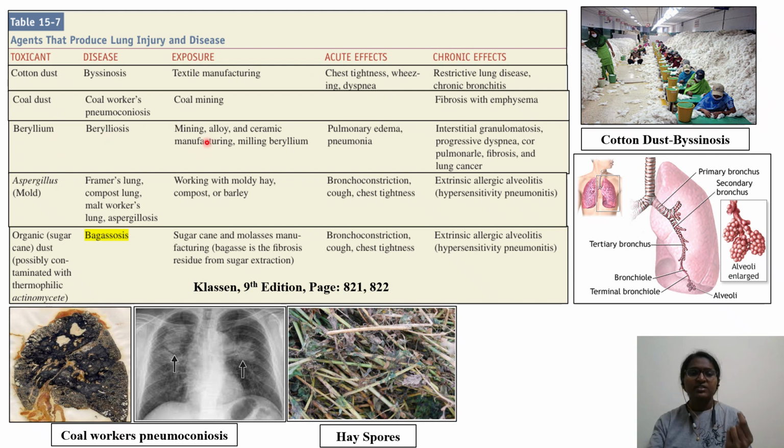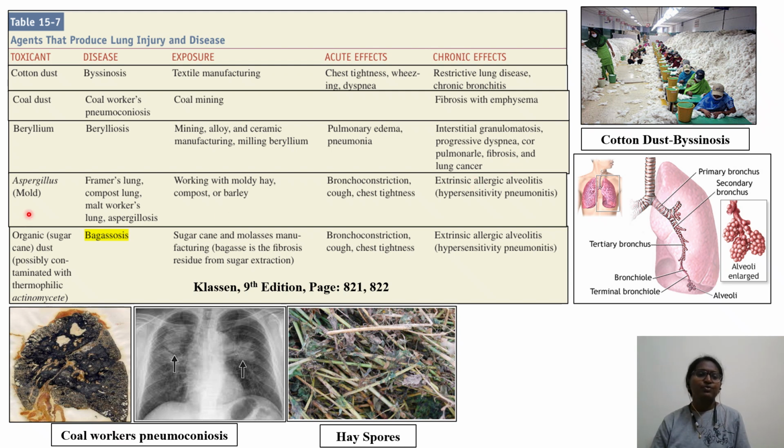What is happening in this case is the workers who are working in mining, alloy, ceramic manufacturing, milling beryllium, to those workers this particular type of occupational disease will occur. The acute effects that we came across are pulmonary edema as well as pneumonia, which are again related to difficulty in breathing, because most of these occupational diseases will have one of the major symptoms as difficulty in breathing. Then coming to chronic effects, we have interstitial granulomatosis, progressive dyspnea, pulmonary fibrosis, and lung cancer.